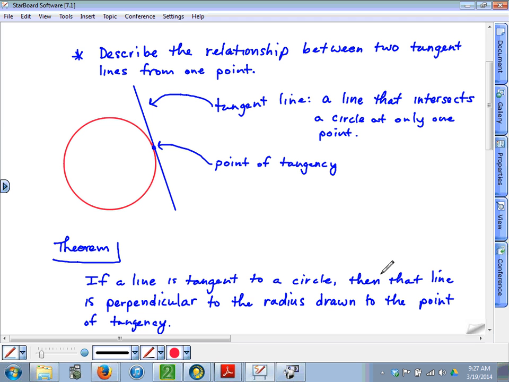So you might have seen before I erased it, here was the center of that circle, correct? That's the center. If I drew a radius from the center to that point of tangency, what does this theorem tell me about the angle formed by that radius and that tangent line? 90 degrees, exactly. That's the theorem.